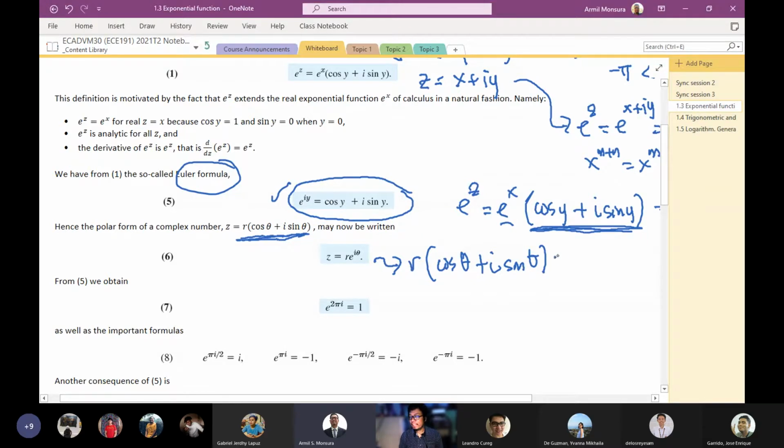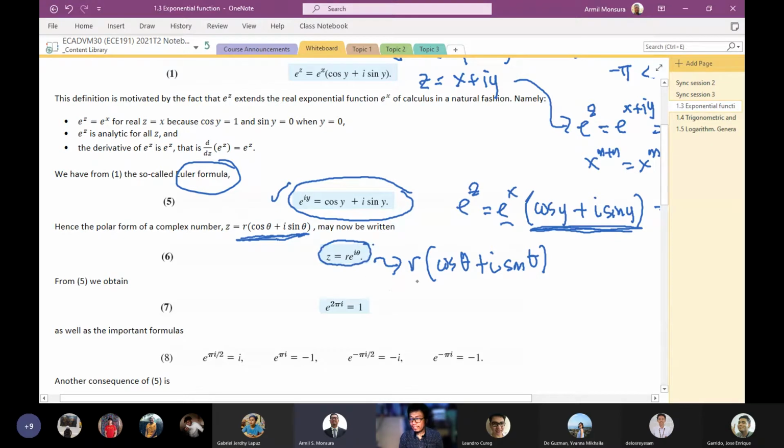Pero dahil nga ito ay equal nga sa e raised to x times e raised to i y. Ayun na nga, basta yun. We have this as your complex form, the exponential form of your complex number.